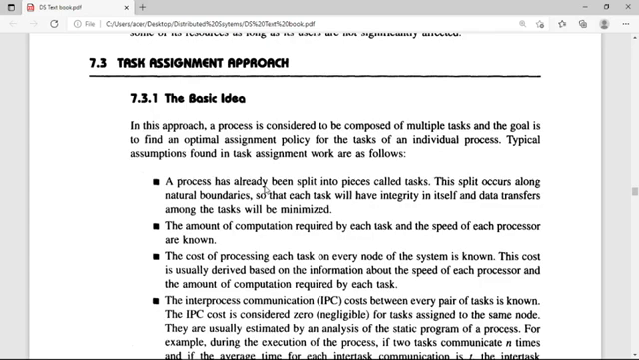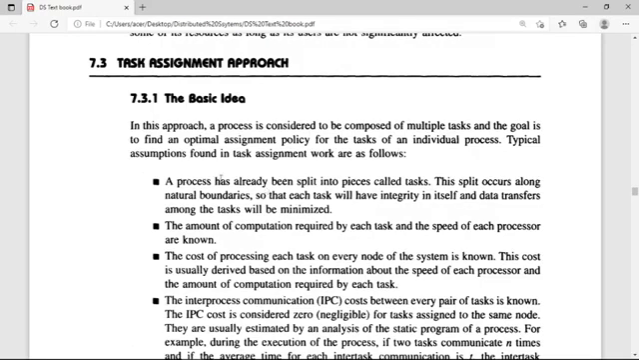What does this assignment mean? Each process is divided into different small pieces called tasks. Each task is assigned to a node. The tasks are assigned to a number of nodes in such a way that the cost, that is the communication cost between two processes, that is two tasks, or the execution cost, is minimized.